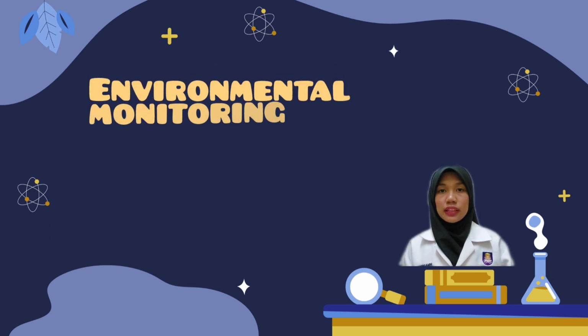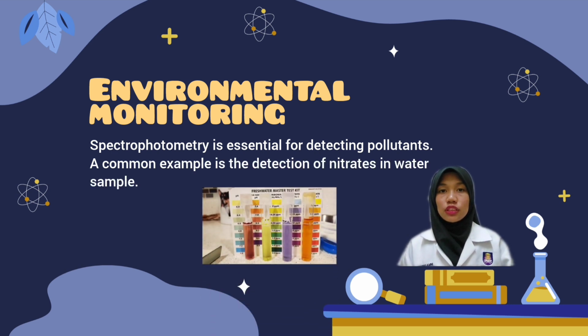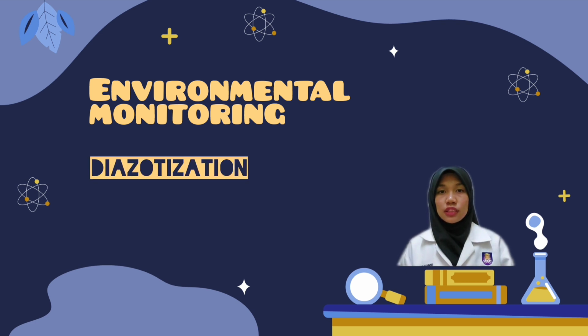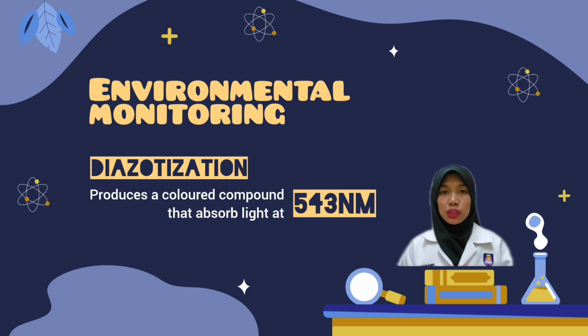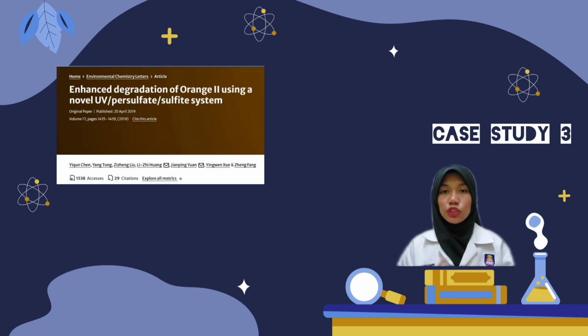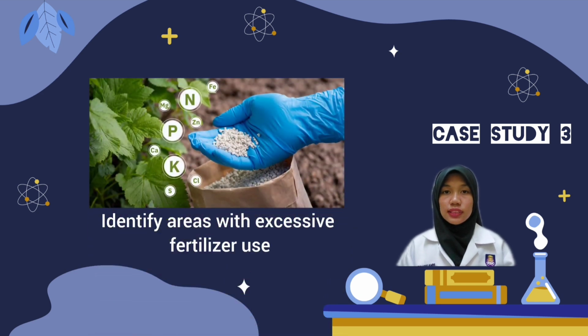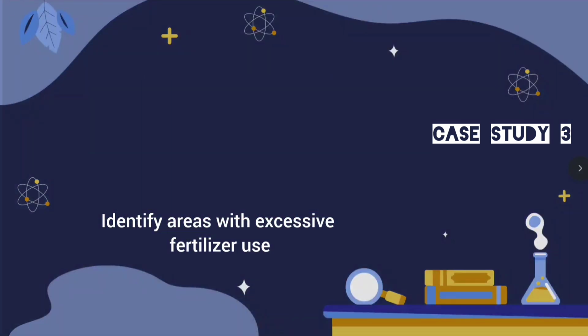Next is environmental monitoring, where spectrophotometry is essential for detecting pollutant. A common example is the detection of nitrate in water sample. A diazotization reaction produces a colored compound that absorbs light at 543 nanometer, allowing for the quantification of nitrate level. In a 2019 study by Chen and his team, spectrophotometry was used to monitor nitrate level in agricultural runoff, helping to identify areas with excessive fertilizer use.